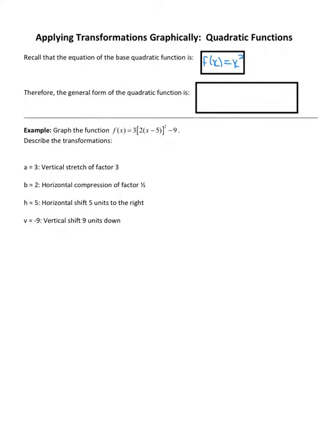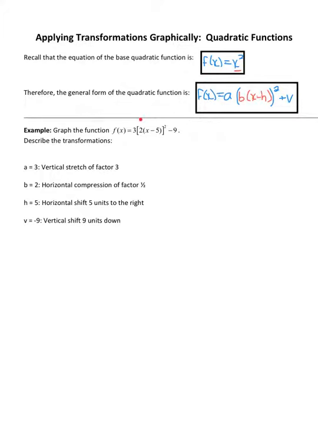So to get to the general form of the quadratic function, recall what we do is we replace x with b(x - h). Because our quadratic function is being squared, the x value is being squared, we're going to put b(x - h) in another set of brackets and square that. Then we are going to multiply by our a parameter in front of the bracket, and we're going to add v at the end. So whenever we want to discuss transformations of quadratic functions, it needs to be in this form.